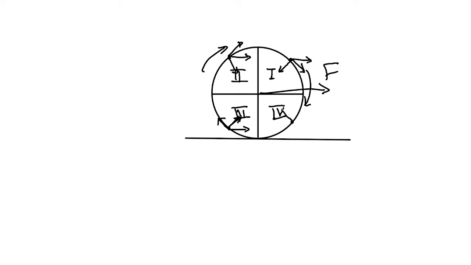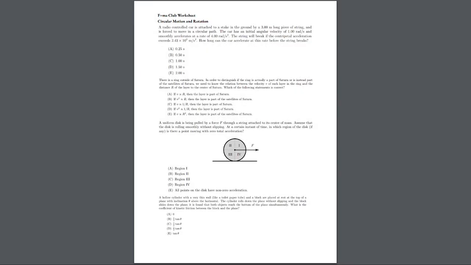For quadrant 4, our radial acceleration is in this direction. Tangential acceleration is in this direction. And our force is in this direction, right? This means that there's some point on quadrant 4 where all the accelerations can technically cancel out. So if we look back at our little worksheet, we can see that that's going to give us D, which is region 4. And this is slightly confusing. You might think that the entire circle might have non-zero acceleration. However, since we have a force and we also have everything going on, there is a possible point where all these can cancel, right?